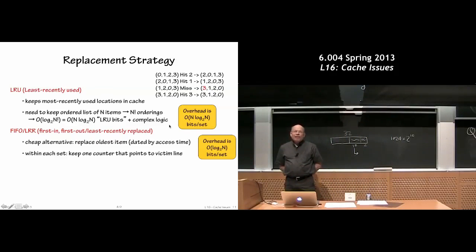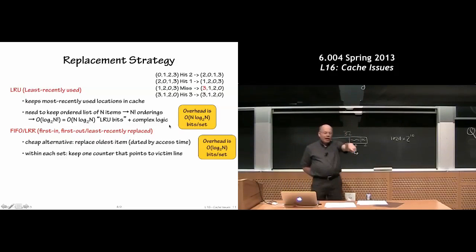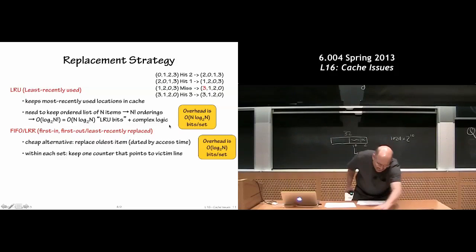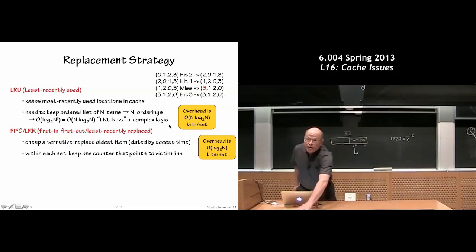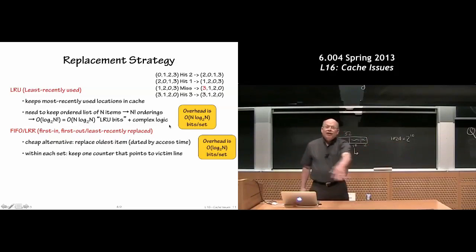Okay, how about FIFO, or first in, first out? In other words, I'm just going to take the oldest thing. That turns out to be really cheap, because you just keep one pointer. Think of an array of 4 things, with a pointer that points to the oldest one. If I need to replace something, I simply take the oldest one and replace it with the new stuff, and I move my pointer forward 1. I keep my things in cyclic order in terms of age, and I just keep track of where I am in the cycle. So FIFO is very simple to implement in hardware.